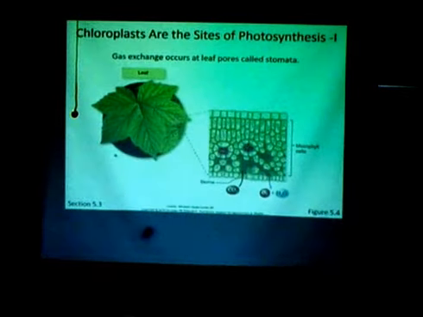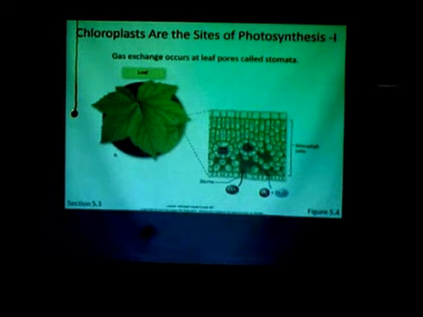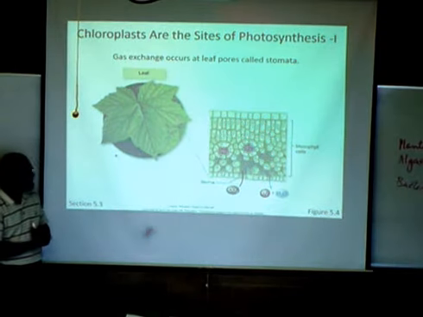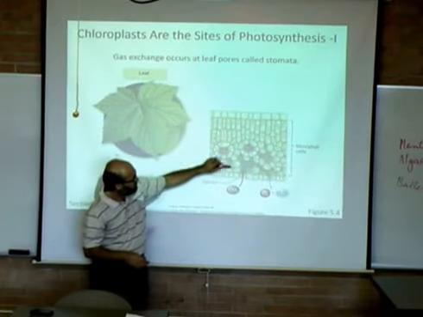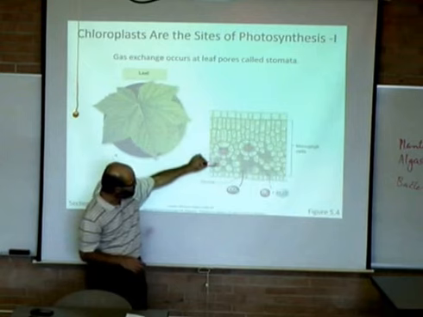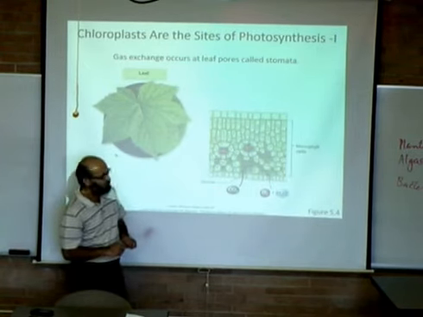Some leaves are very thick. If you have ever seen some houseplants with very thick leaves, or a cactus, which is in the form of those stems, the stem actually does photosynthesis for the cactus. But all of those have these cells called mesophyll cells. Mesophyll cells are the cells that contain chloroplasts, and this is where photosynthesis takes place.